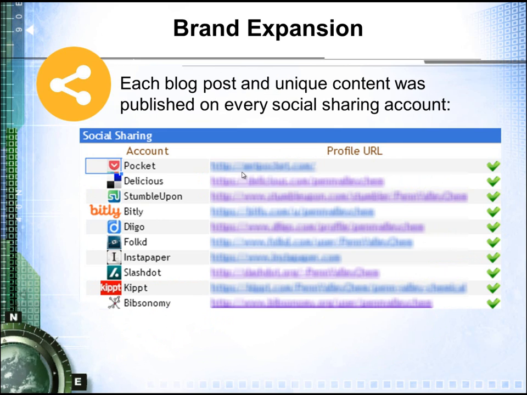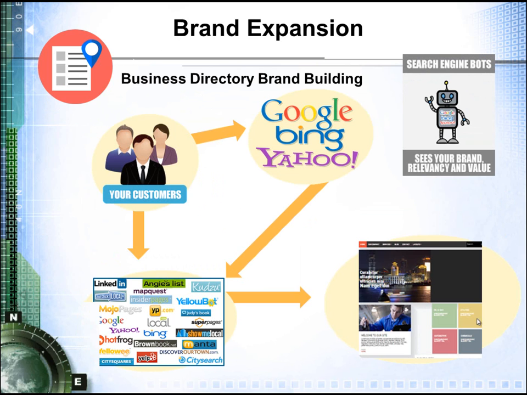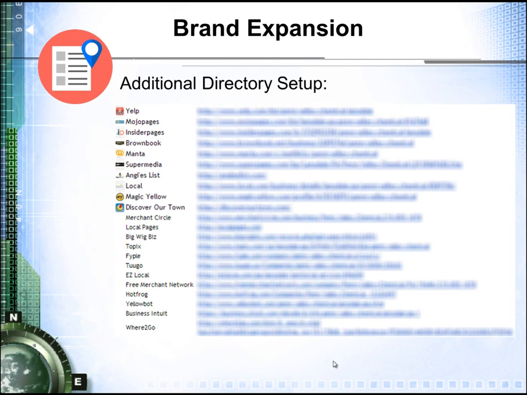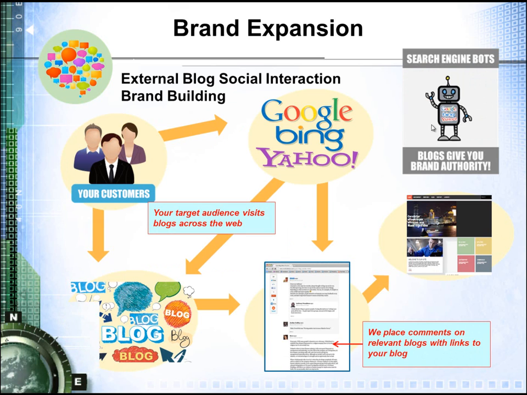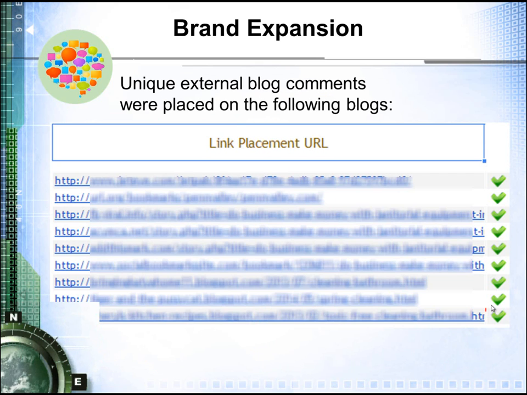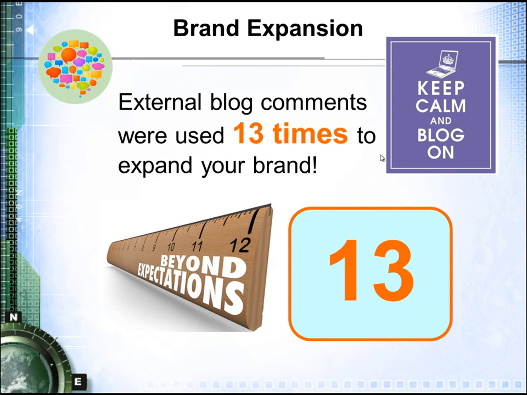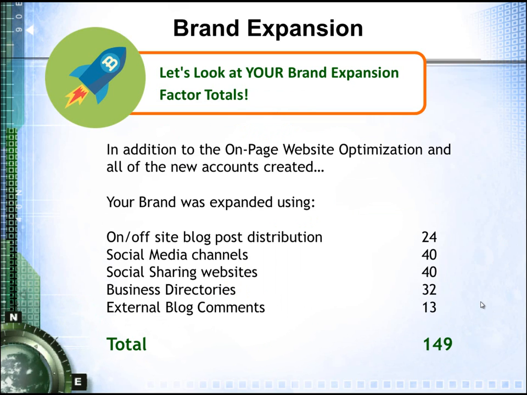Similarly for social sharing, same thing. We'll let you know how many we published, and we'll give you a total count. In terms of expanding your brand through business directories, we'll let you know how many have been created, and we'll let you know exactly what those are in the list and summarize them for you. And then in terms of external blog social interaction, we'll comment on other blogs and join conversations to keep your brand stimulated outside of your brand network. We'll let you know what we've done, and we'll total the count for you so that you know how many times we published your brand online outside of what we call your brand network.